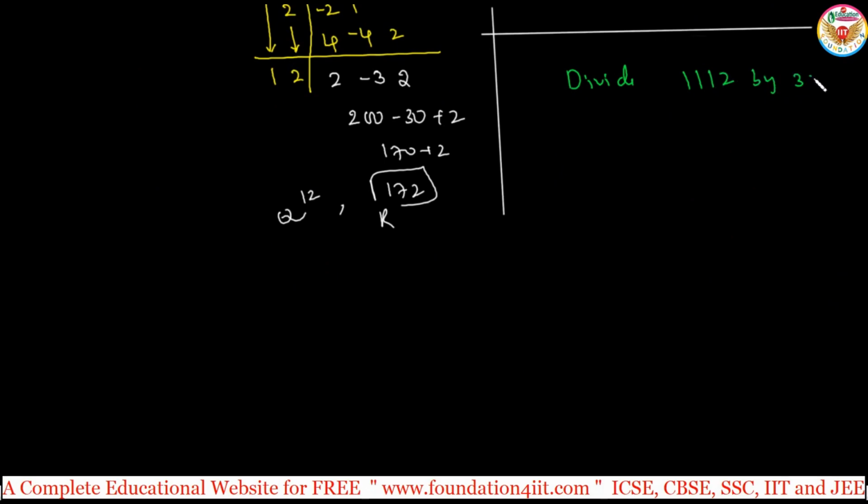1112 by 33. In this case, what can we do? Instead of dividing by 33 directly, calculate in mind internally 33 into 3. That becomes 99. Now take 99 and do the calculation first. Actually we are supposed to divide by 33. If you multiply 33 with 3, you get 99, coming close to the base, right? So the difference is 1. Instead of dividing by 33, take 99.